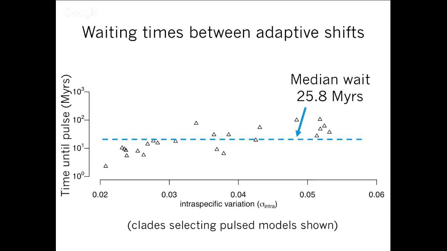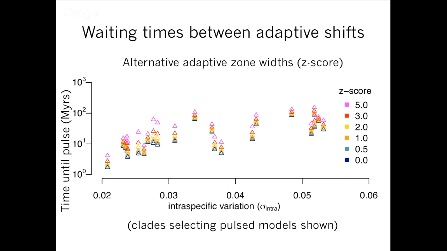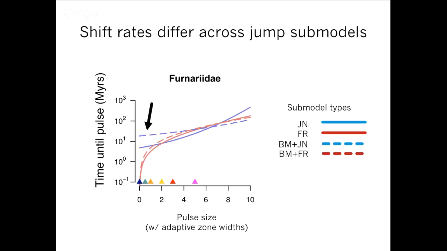When we look at the median waiting time for adaptive shifts of this particular size of about 95% or greater, we get a median waiting time of roughly 26 million years. Of course, the median waiting time is going to depend on how you define how large a shift is. So you can imagine computing this waiting time for a variety of different adaptive zone widths or shift sizes. Another interesting thing is that these different Lévy processes will induce different waiting times for pulses of certain sizes.